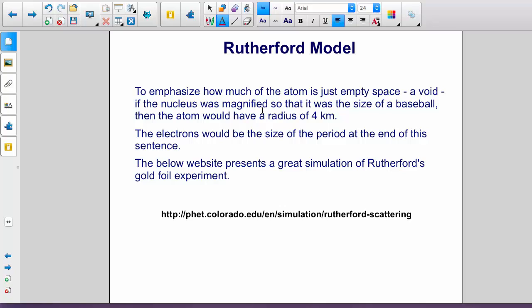Here's a website that you can have a look at that provides a great simulation of Rutherford's gold foil experiment.